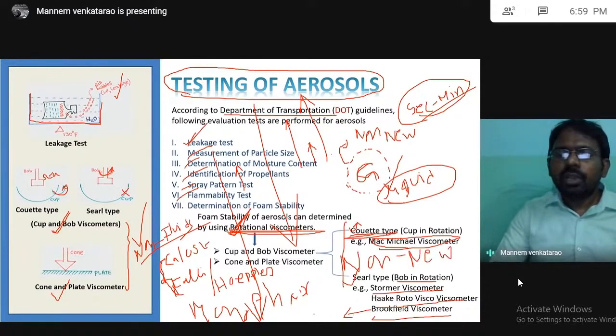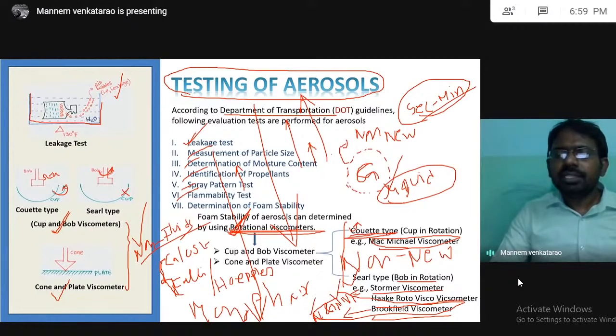By using Brookfield, we can measure the viscosity of both Newtonian and non-Newtonian fluids. This is the importance of the Brookfield viscometer. Even though it belongs to the rotational viscometers, which are used to calculate the viscosity of non-Newtonian fluids, the exception is Brookfield. The Brookfield viscometer can measure the viscosity of both Newtonian and non-Newtonian fluids.